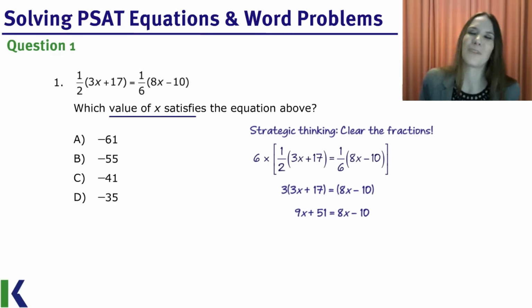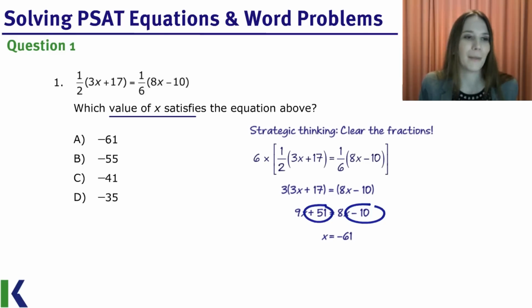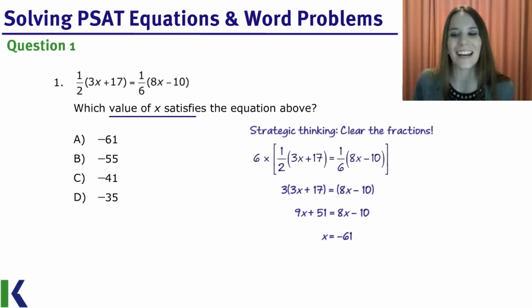So let's subtract 8x from both sides. Let's subtract a negative 51 from both sides. Let's be careful not to make a sign error as we subtract that 51 from negative 10. And I get x equals negative 61. Now, I'm looking at the poll, and we are pretty darn confident that answer A is our answer.